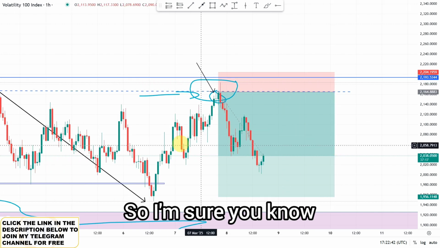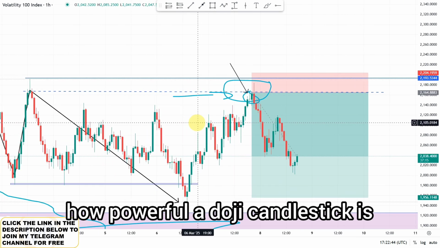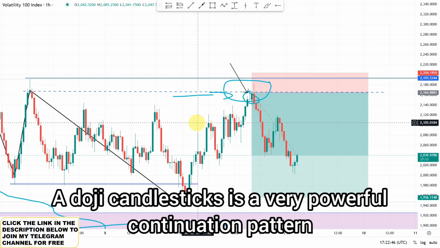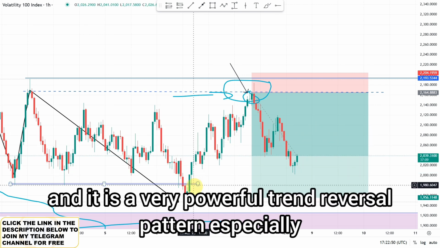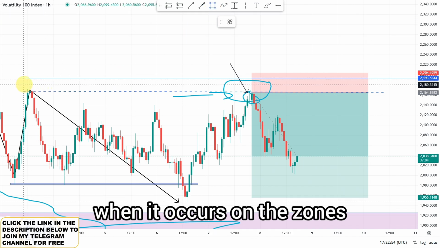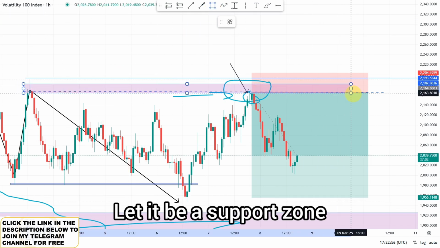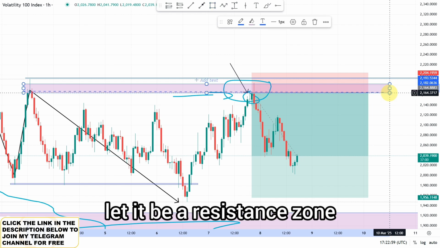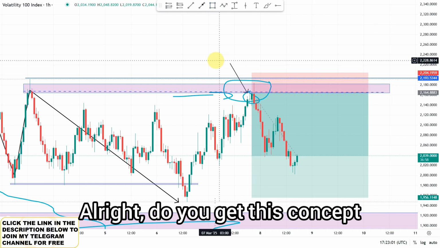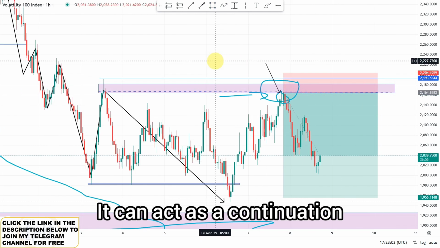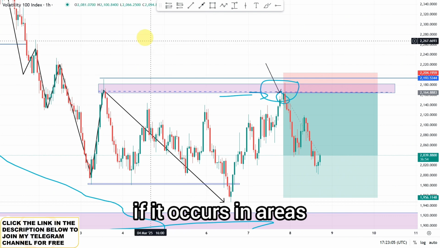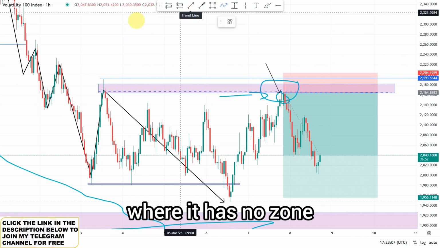So I'm sure you know how powerful a doji candlestick is. A doji candlestick is a very powerful continuation pattern, and it is a very powerful trend reversal pattern, especially when it occurs on the zones. Let it be a support zone, let it be a resistance zone. All right, do you get this concept? It can act as a continuation if it occurs in areas where it has no zone.